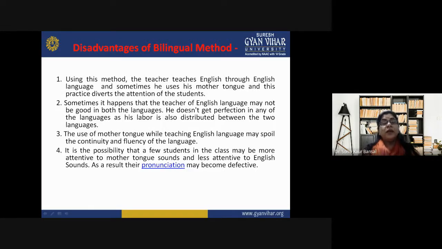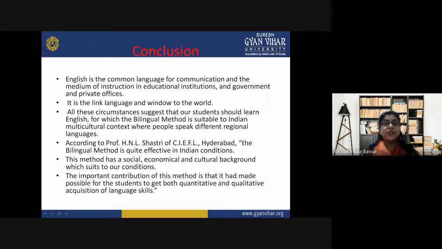So in a nutshell, what will happen? The basic requirement will not be fulfilled. The basic objective will not be fulfilled, what you have decided as an English teacher. So these are the advantages of bilingual method, students.